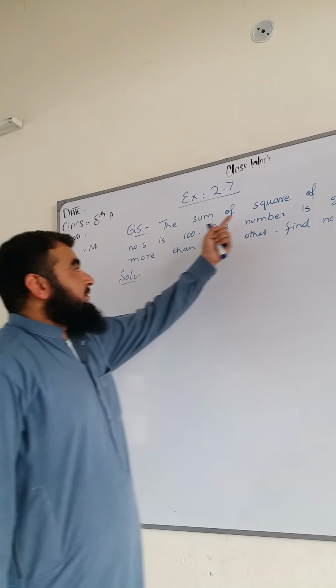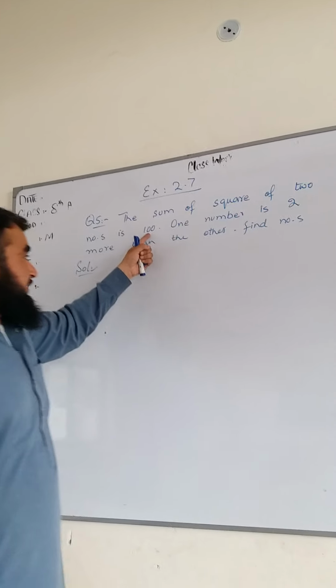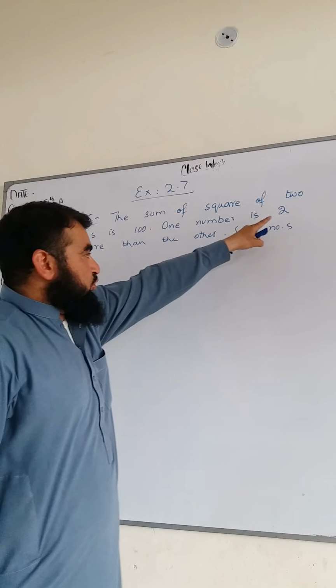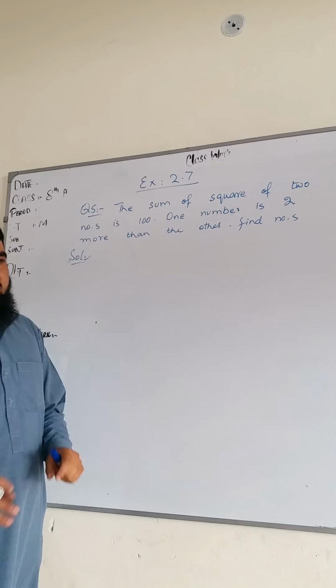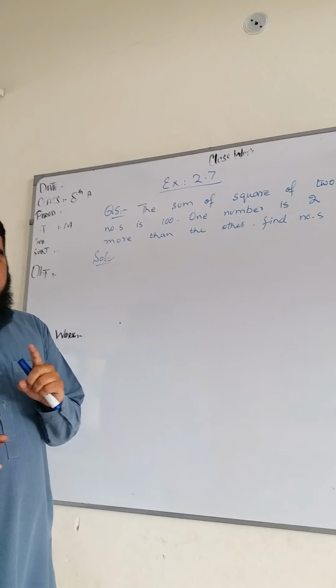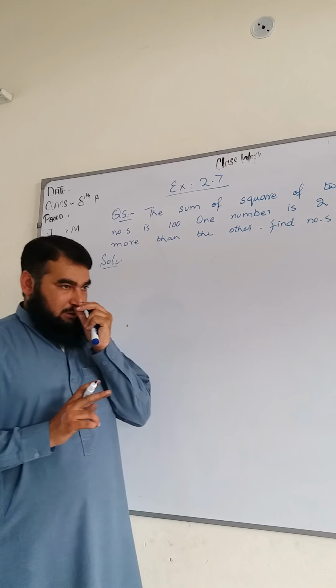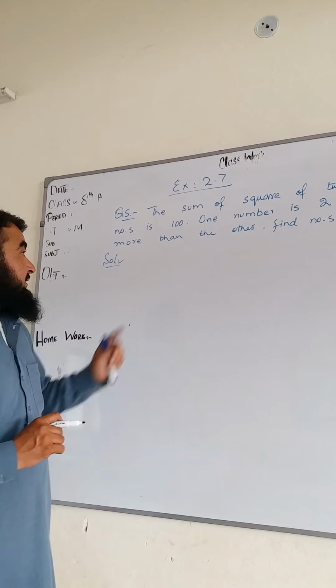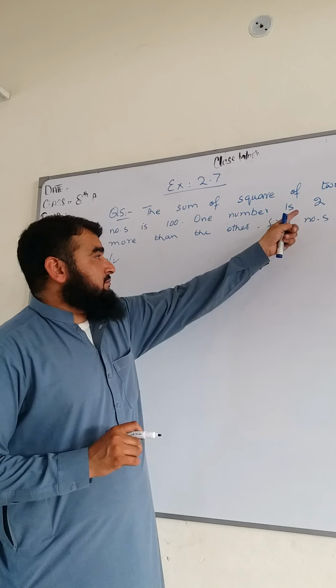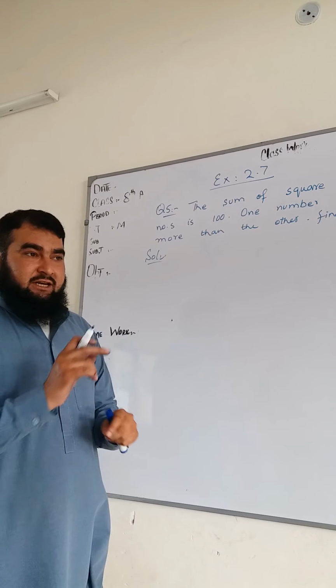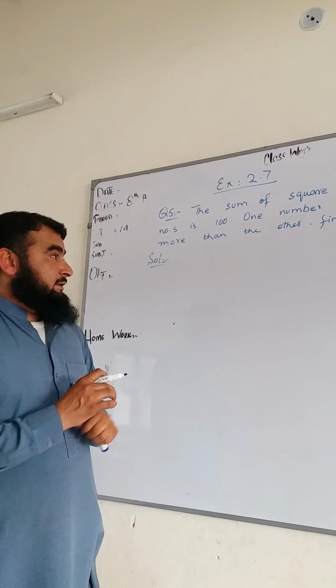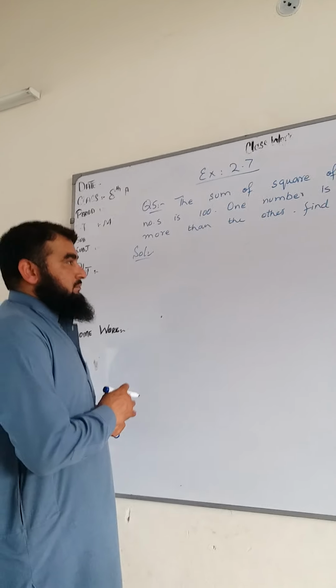Question number 5: the sum of the squares of two numbers is 100. One number is 2 more than the other. Find the numbers. They are saying that the sum of the squares of two numbers is 100. The second condition is that one number will be 2 more than the other. So to find the numbers, we will take two numbers here.